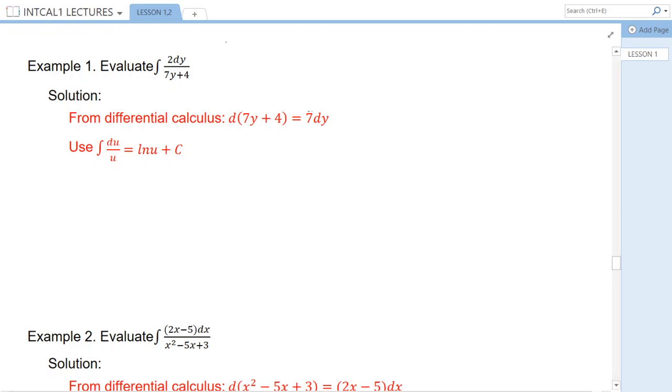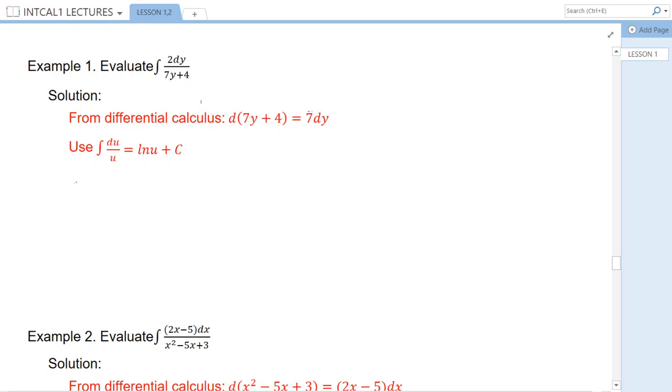Let us have the logarithm for indefinite integrals. So let us evaluate number 1, the integral of 2 dy over 7y plus 4. To get the derivative of the denominator, 7y plus 4, that is equal to 7 dy, since the 4 becomes 0 when you take its derivative.